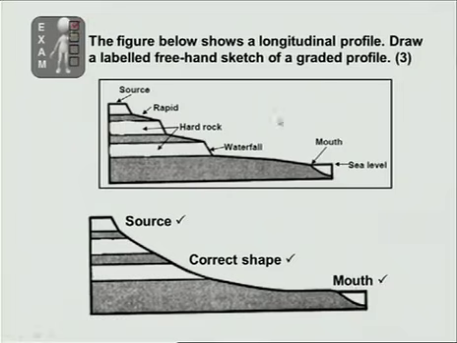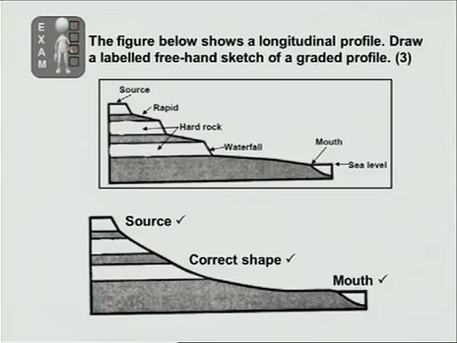It was a 3-mark question: 1 mark for the source, 1 mark for the mouth, and if you had the correct shape, then of course you would have your full marks for that question. So have a look at that, people. Have a look at the difference between the two diagrams, and if you can really notice all these things, people, you will see how easy this really can become.